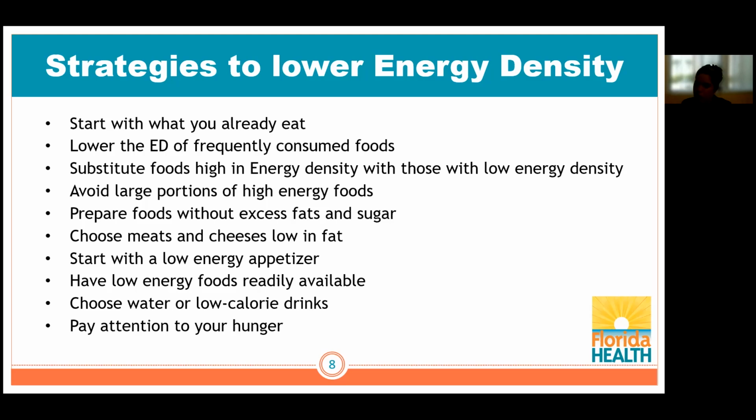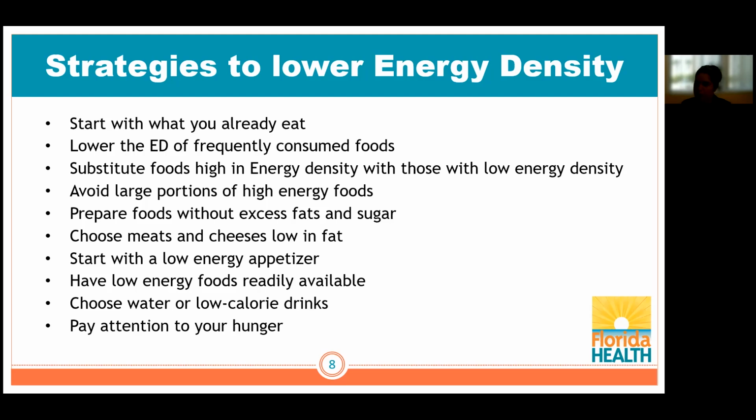You can also make soups. Those will lower the energy density. So instead of, I don't know, having a chicken dinner, you have chicken noodle soup. Add veggies to whatever it is you're making. If you are making lasagna, then add some veggies in there. That will automatically lower the energy density.